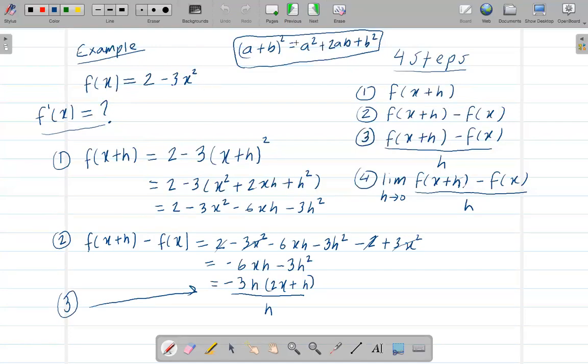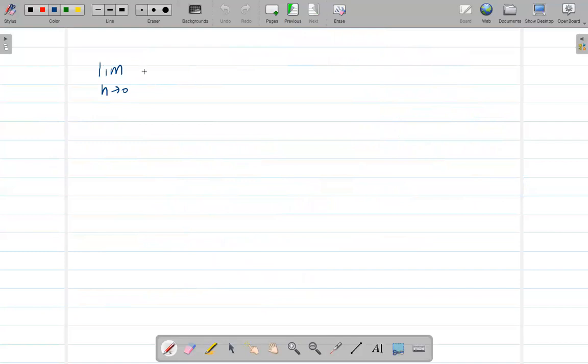The limit as h goes to 0 of negative 3h times (2x plus h), over h. Yeah, 2x plus h, right? Now it looks like I can cancel these two h's, right? The h on the top and the h on the bottom go out.